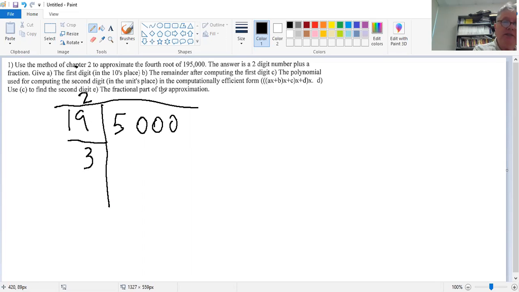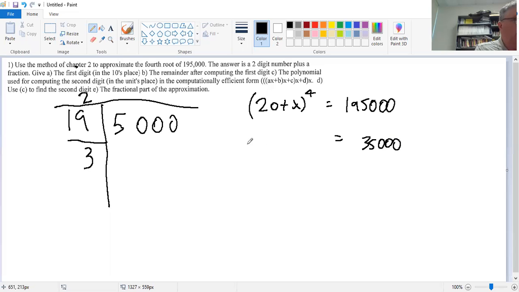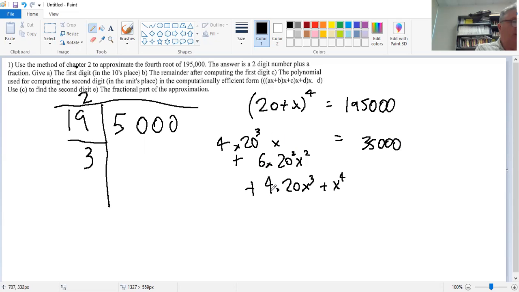Okay, so next, for the next digit, we're going to work on 35,000. So to figure out that first digit, we're looking at 20 plus x to the 4th equals 195,000. So we've subtracted off the 20 to the 4th from 195,000. So we're going to get 35,000 over here. And then over here, we're going to get 4 times 20 cubed times x plus 6 times 20 squared times x squared plus 4 times 20 times x cubed plus x to the 4th. So we find the 4, 6, and the 4 from Pascal's triangle.